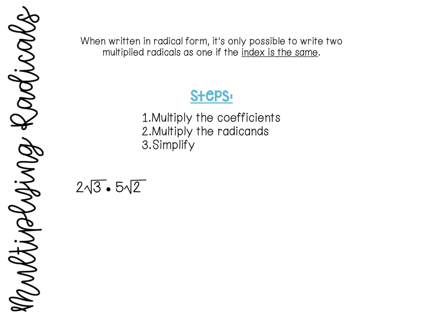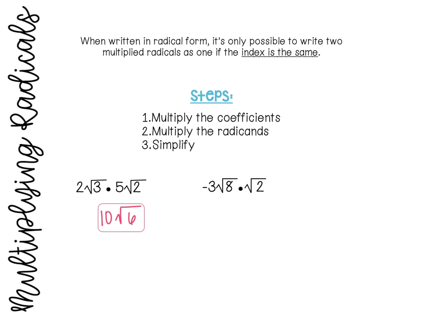Real simple, okay? So I'm going to take the coefficients and multiply them, 2 times 5, and then I'm going to take the radicands and multiply them, 3 times 2, which 2 times 5 is 10, and 3 times 2 is 6. Now my last step is just to make sure that my final answer is simplified. So in order to simplify, we do our factor tree like we learned earlier, and that actually didn't help me at all, so that means that we are simplified. This is my final answer.